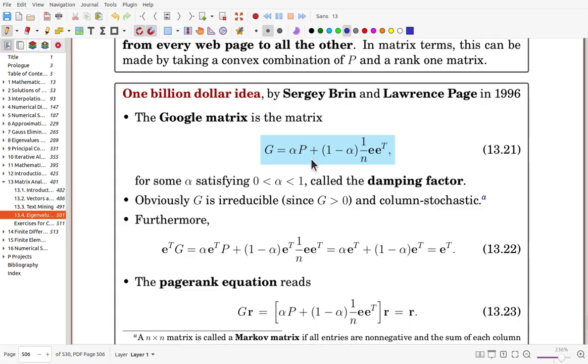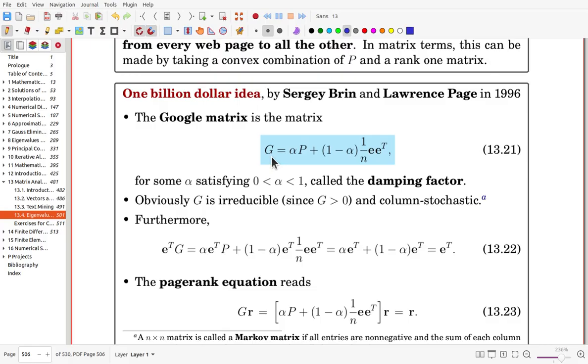Here, a linear combination between P and the matrix having all entries 1 over n, E transpose, and multiply 1 over n, so that you may assume a square matrix, and then all entries are 1 over n, and along with this constant matrix, now it has a linear combination. Alpha will be chosen between 0 and 1. Then original P may have some 0 values, but along with this linear combination, every value in G will be positive. And so that it is irreducible.